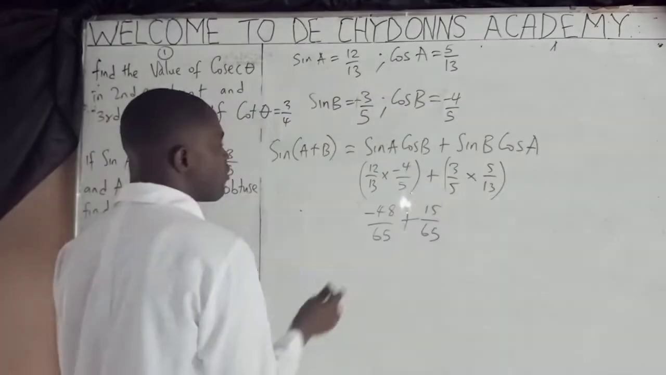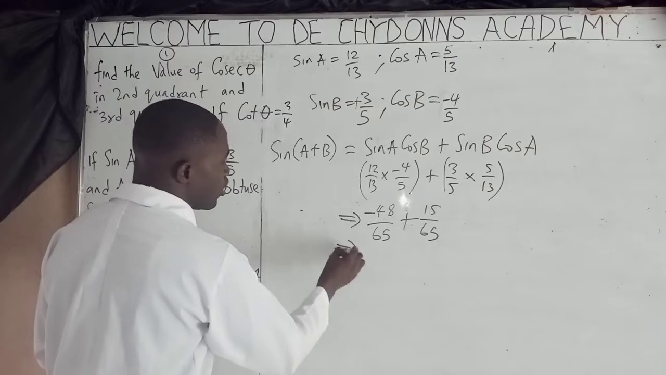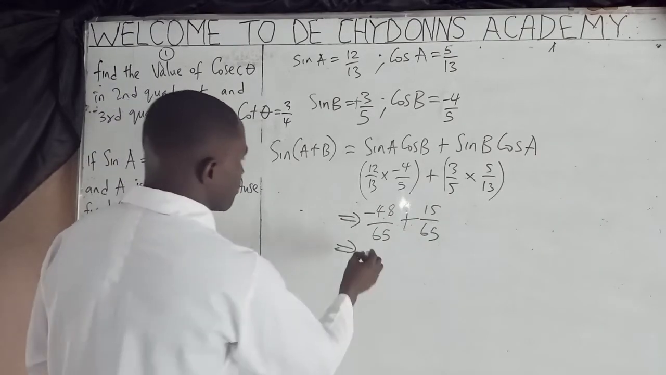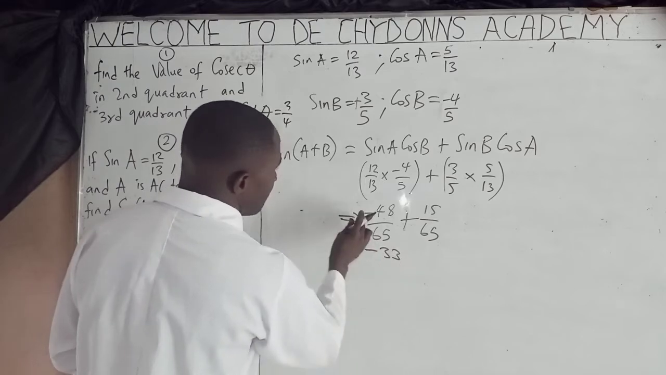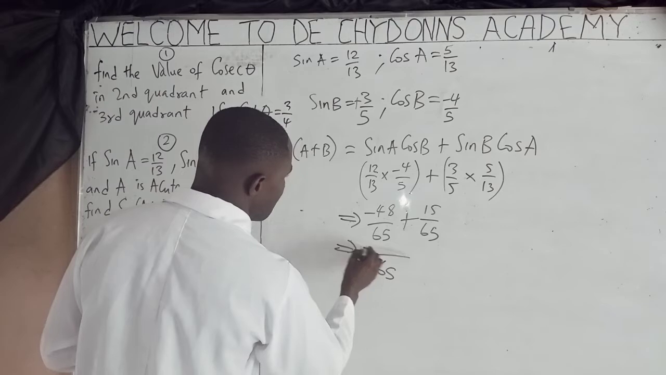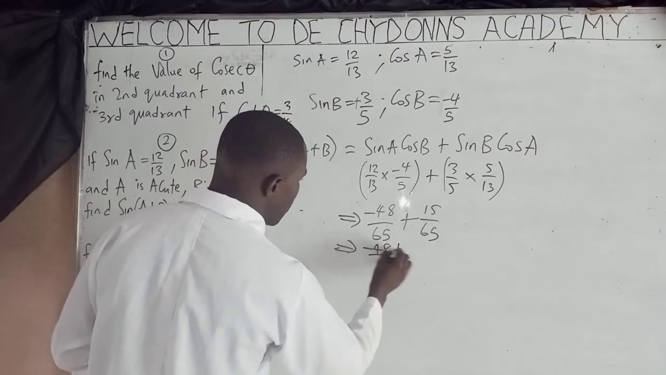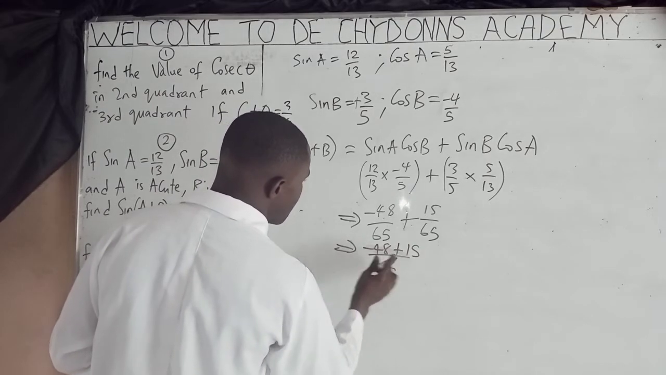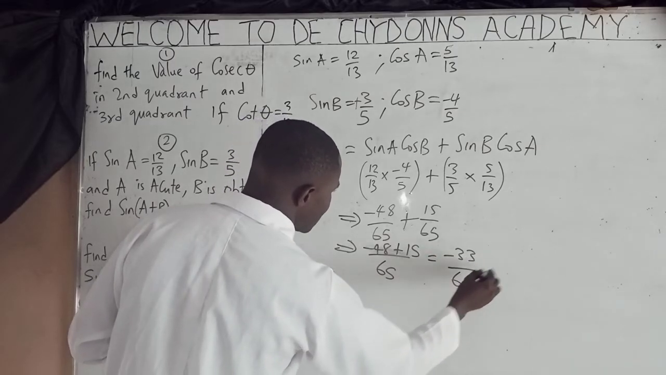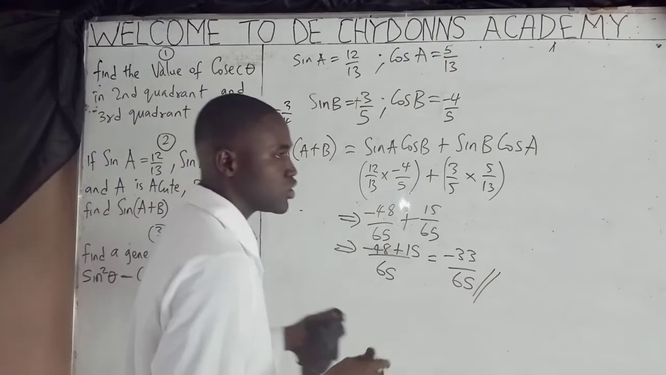Because if you multiply, that will be giving you this. So, this plus this will be giving you what? Minus 33. Look for LCM, 65. This divide this, minus 48 plus 15. That will be giving us minus 33 all over 65. That is the answer to that question.